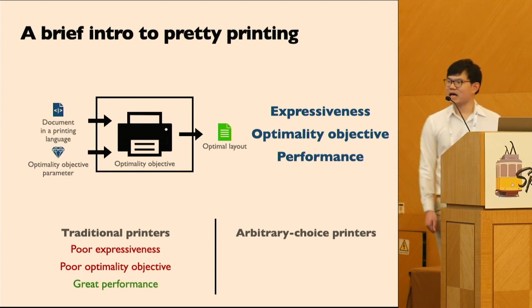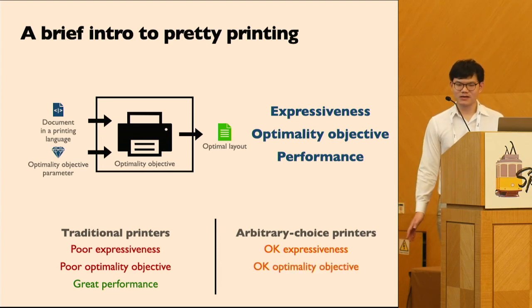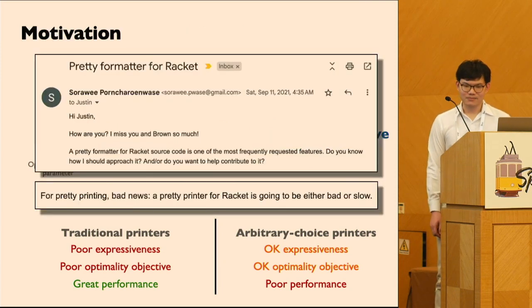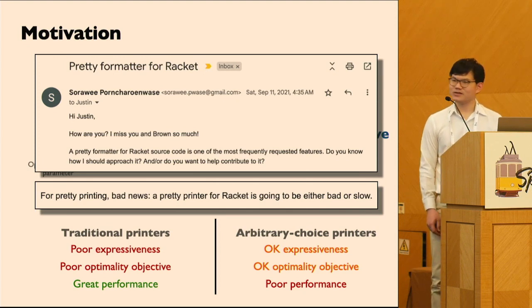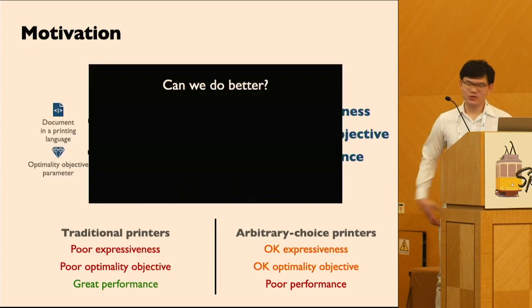On the other hand, the arbitrary choice printers have okay expressiveness. They have an okay optimality objective, but poor performance. And that's a bummer, because two years ago, I wanted to create a code formatter for Racket source code. And so I emailed my co-author, Justin, asking for his advice. And he basically said that, yeah, you need to pick one of the printers from these two categories, and you need to pick which one you want to be bad about. And so the natural question is, can we do better?